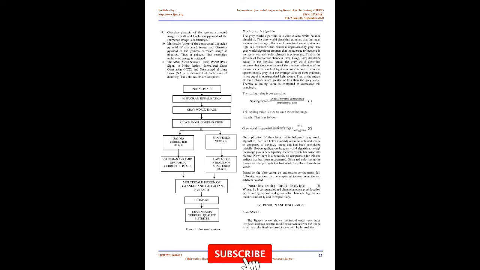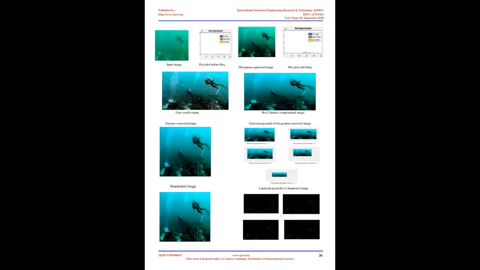The gray world algorithm [4] is a classic auto-white balance algorithm. The gray world algorithm assumes that the mean value of the average reflection of the natural scene in standard light is a constant value, which is approximately gray. It assumes that the average reflectance in a scene with rich color changes is achromatic. That is, the averages of the 3 color channels, R avg, G avg, B avg, should be equal.